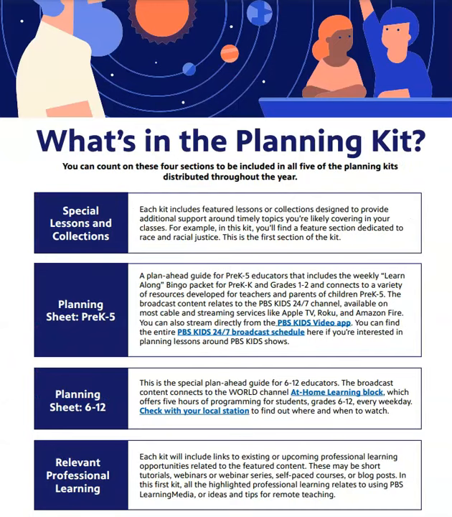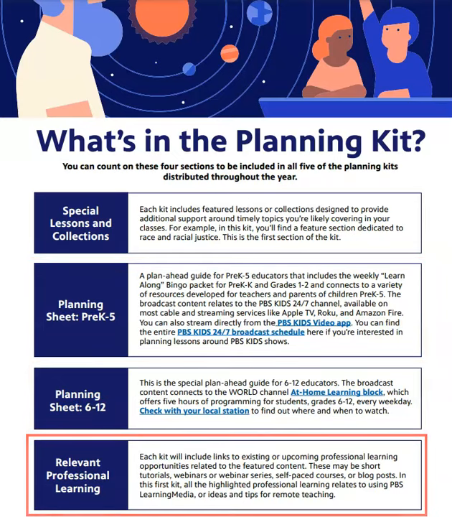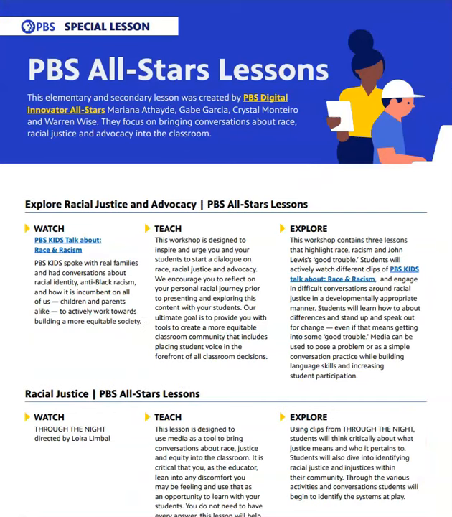What's in the planning kit explains what you can find in each kit: special lessons and collections, elementary planning sheets, secondary planning sheets, and a linked list of professional learning opportunities. The Special Lessons and Collections page includes featured lessons about timely topics. You can see that the lessons, programming, and resources offered here focus on race and racial justice.